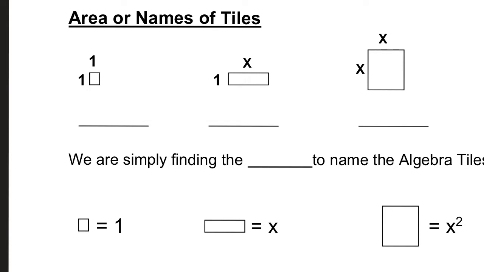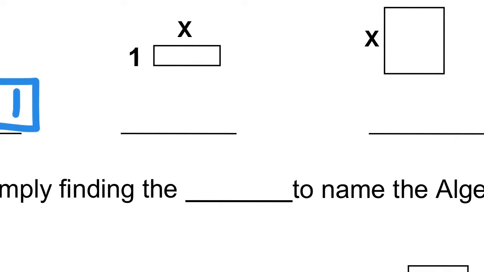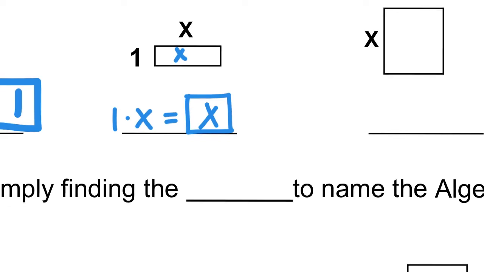So if we're finding the area of this square right here, it'd be 1 times 1. So the area of that is 1. So that tile represents 1. The area of this one is 1 times x. So simplifying that would be x. This tile is representing x.